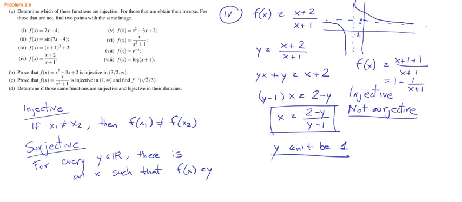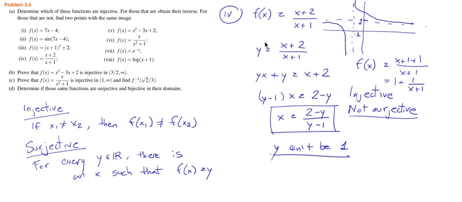So this function is not surjective, because if you want to choose y equal 1, there's no value of x that will give you this value. If you send x to infinity, giving greater and greater numbers of x, you will see that the values you get back are closer and closer to 1, but never actually get to 1. So that's why this is not surjective.